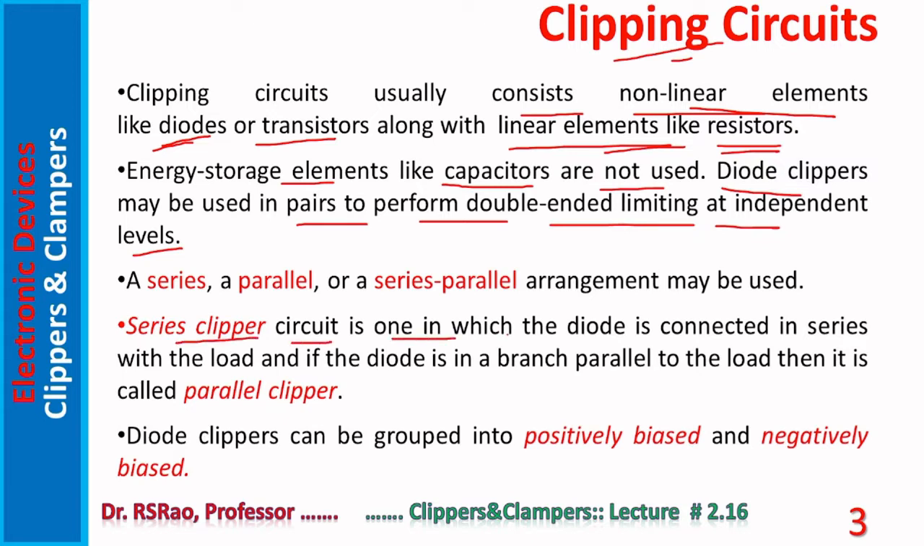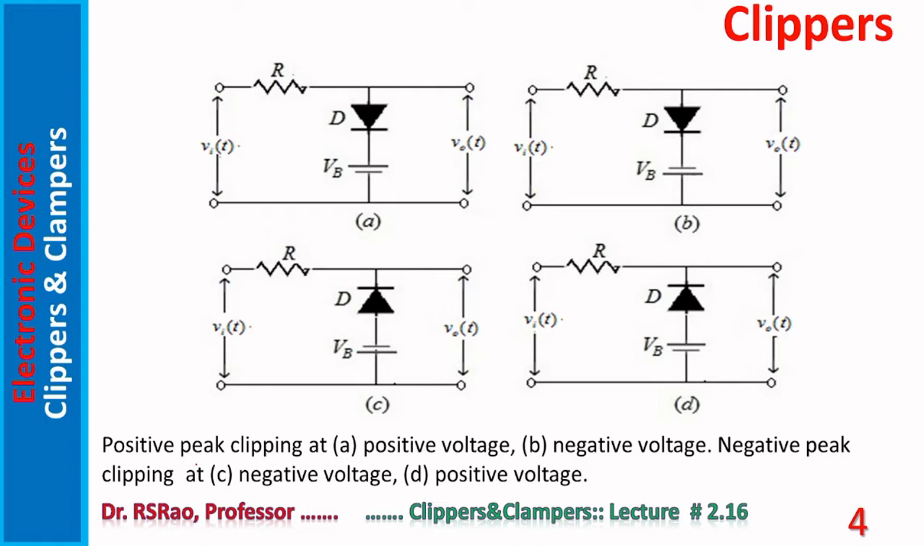A series clipper circuit is one in which the diode is connected in series with the load, and if the diode is in a branch parallel to the load, then it is called a parallel clipper. Diode clippers can be grouped into positively biased and negatively biased. Here are shown clipper circuits. A and B, these two circuits clip away positive peaks. C and D clip away negative peaks.